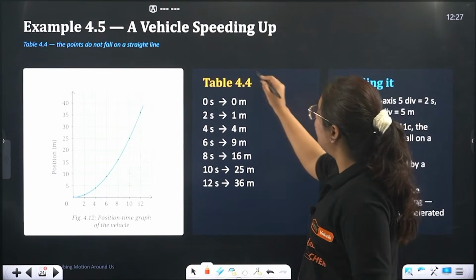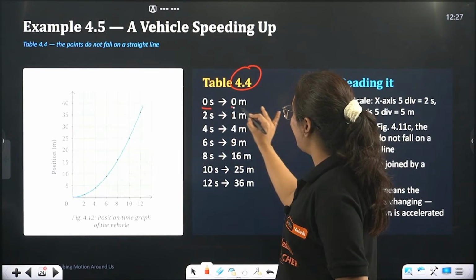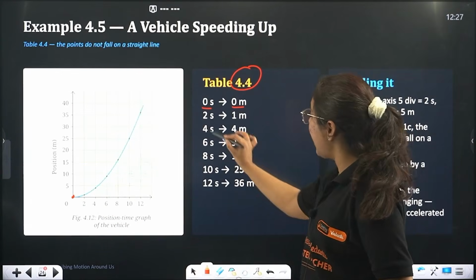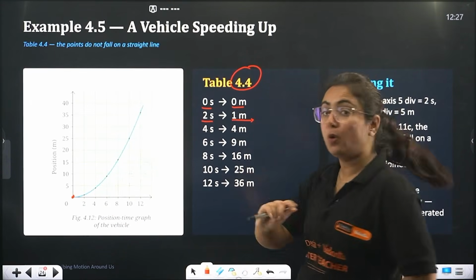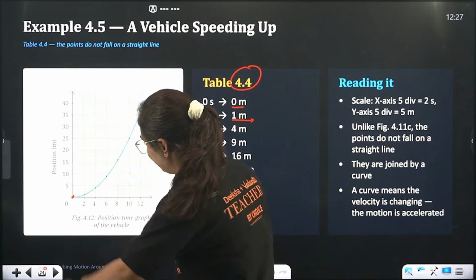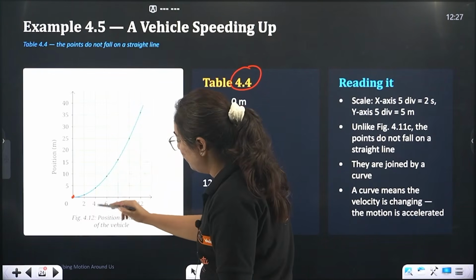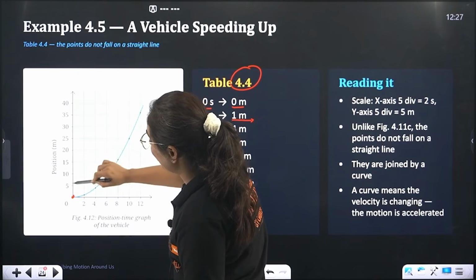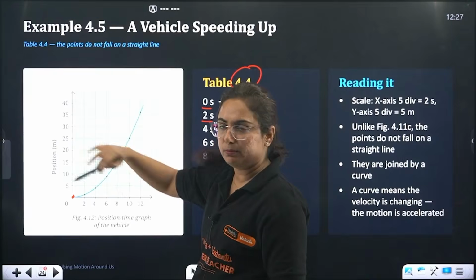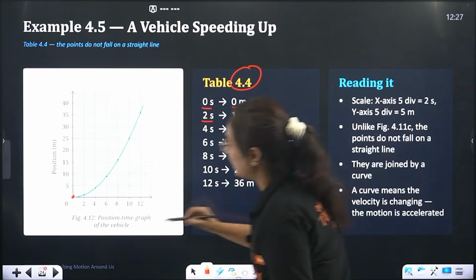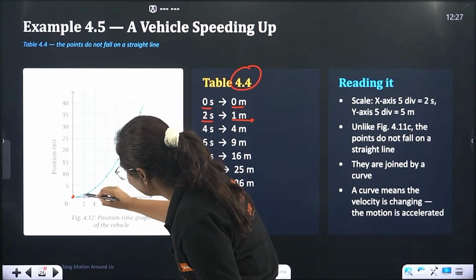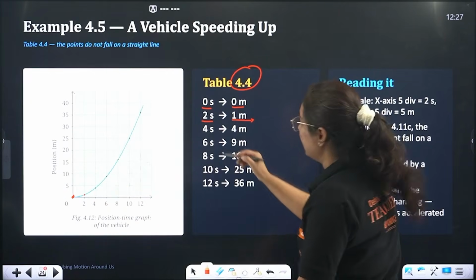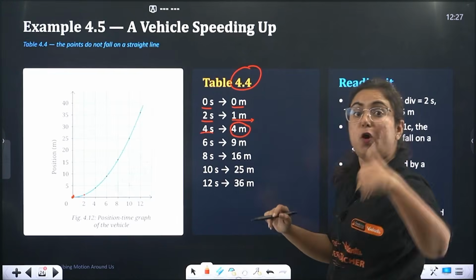See table number 4.4. At 0 second the object was at 0 meter. Here is the object at 0 second, right? After 2 seconds the object moved to 1 meter. See what we have done: 2, 4, 6, 8, 10, 12. We divided the x-axis into this, right? Then the y-axis into 5 meter, 10 meter, 15, 20, 25, 30 more. So at the 2 second, the object was at 1 meter. Here is 1 meter, this is 5 meter. So 1, 2, 3, 4, 5. After 4 seconds, the object reached 4 meter, right?